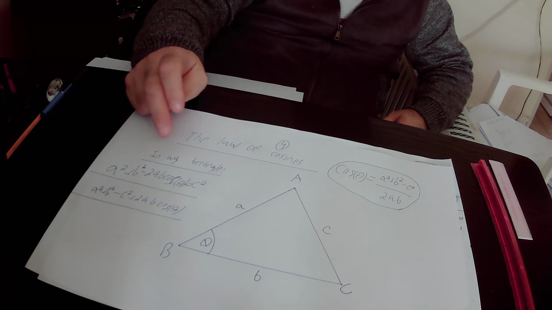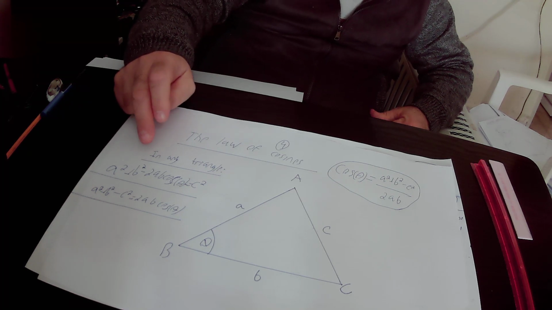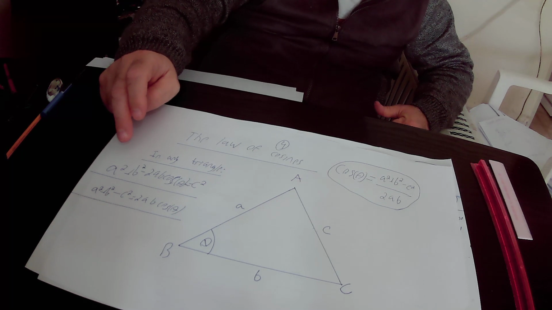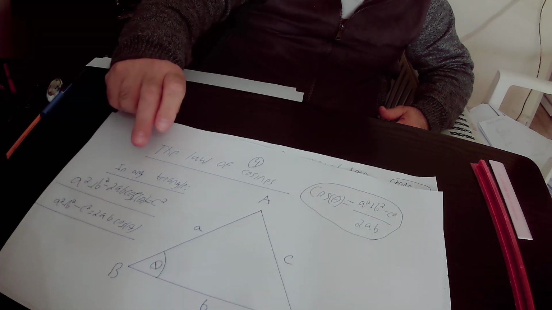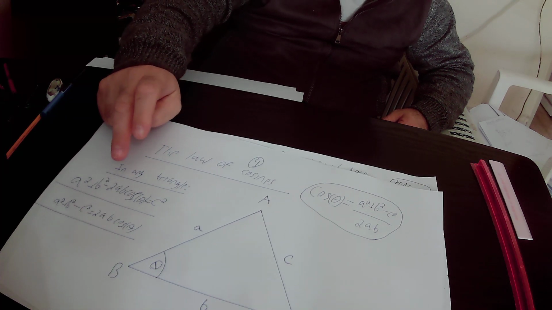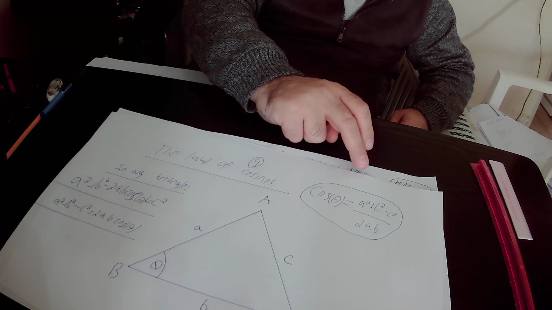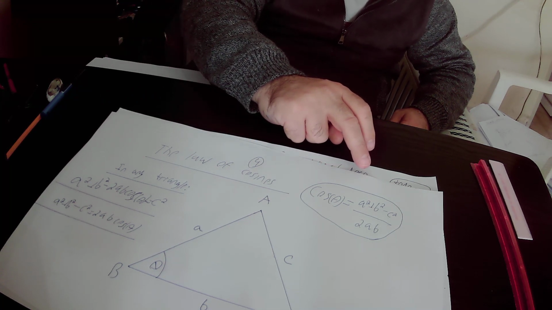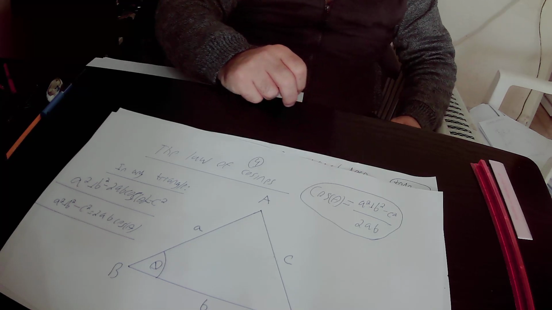Here we subtracted C squared and added 2 times AB cosine theta to this equation, and we got that A squared plus B squared minus C squared equals 2 times AB cosine theta. We divided this equation by 2 times AB, and we got that cosine theta equals A squared plus B squared minus C squared over 2 times AB, and we can use this equation in any triangle.